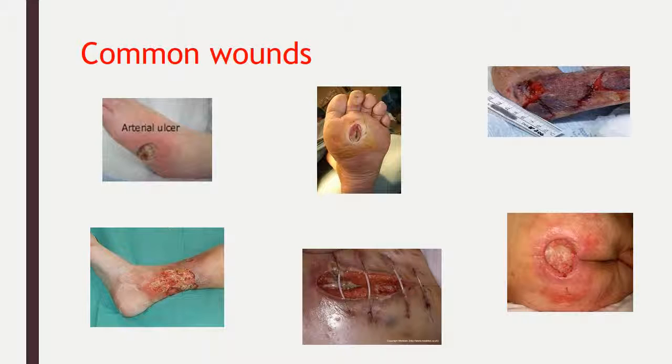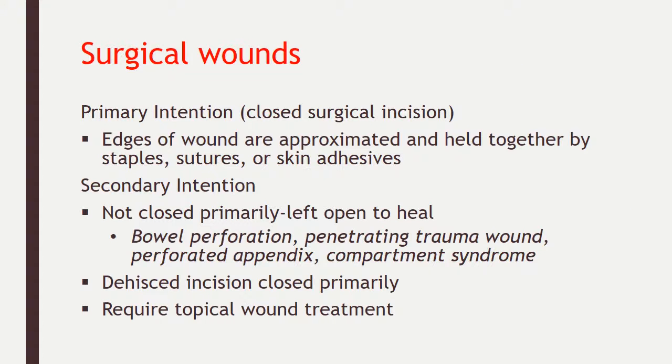On the bottom, going left to right, on the left-hand side is a picture of venous stasis ulcers. Generally, these have a lot of exudate on them. In the middle is a surgical wound that has not healed and is still open. And on the right bottom is a pressure ulcer.